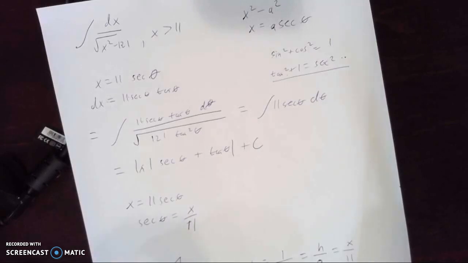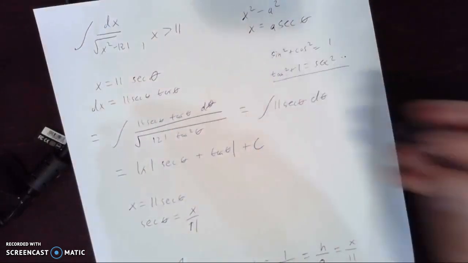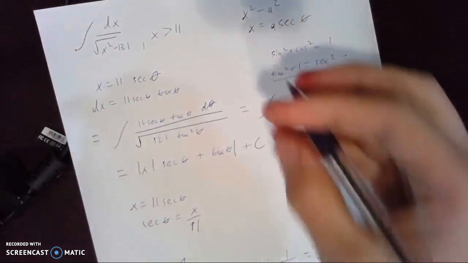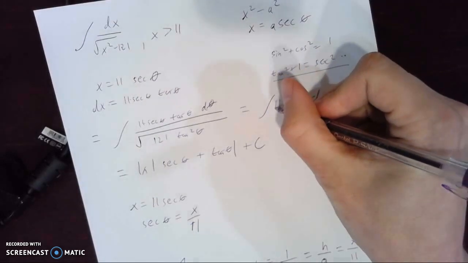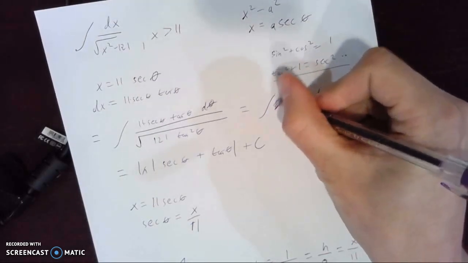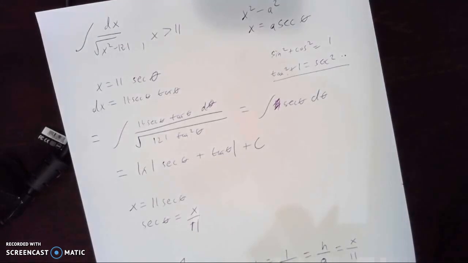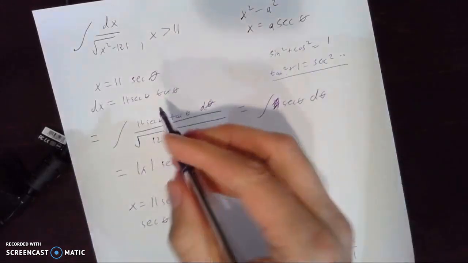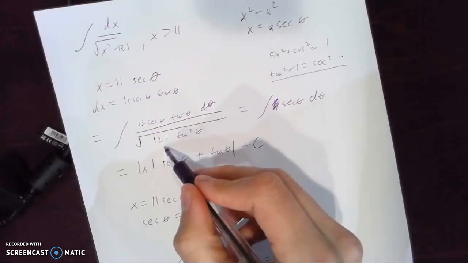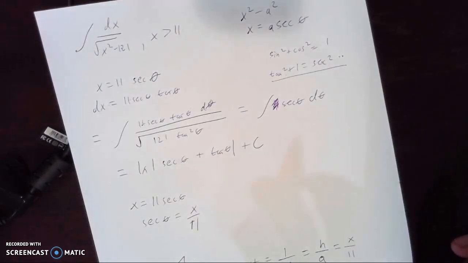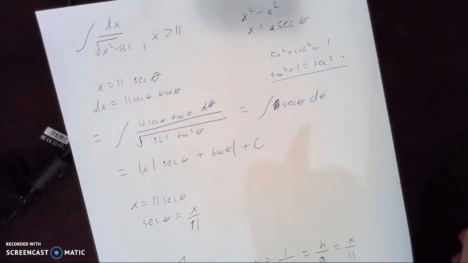Well, that would cancel with the 11 tangent theta on the top, and just leave us with the secant of theta. So actually this 11 is not here, because the 11's cancel. We had an 11 here, and an 11 came out of this square root. So we get just the integral of the secant of theta d theta.